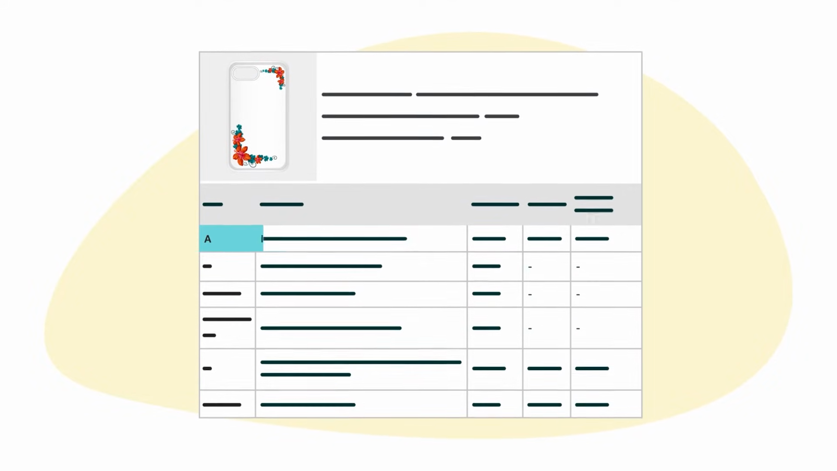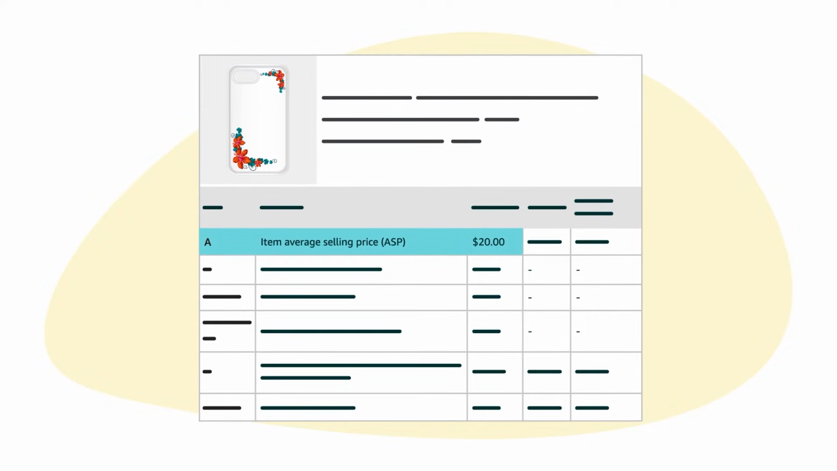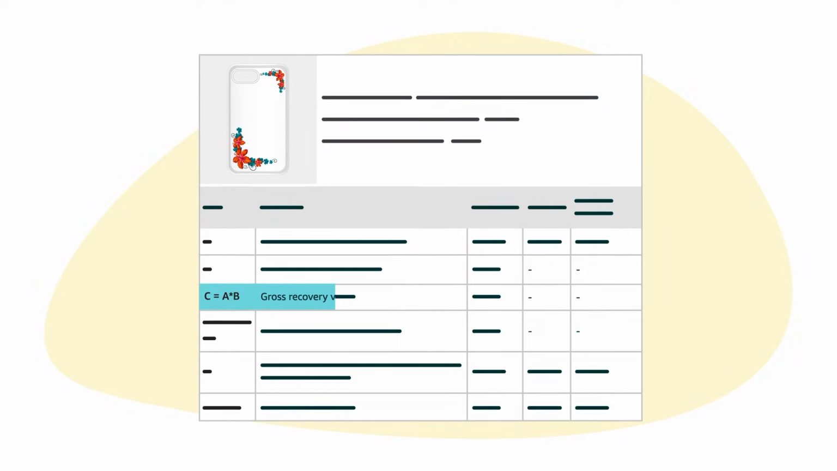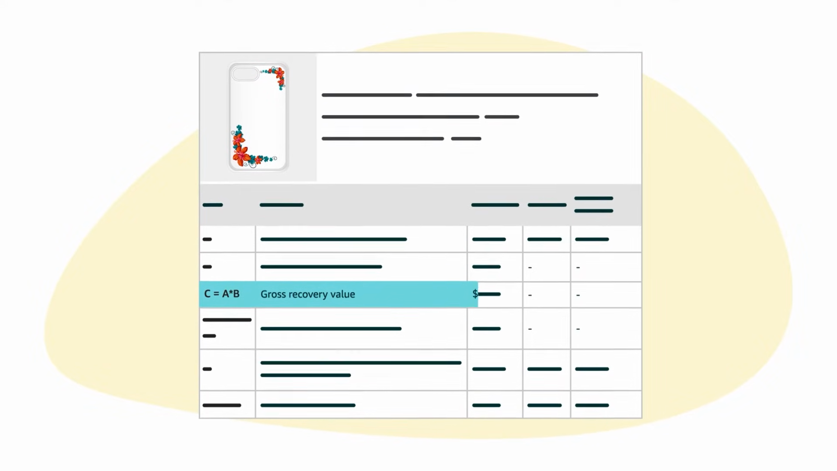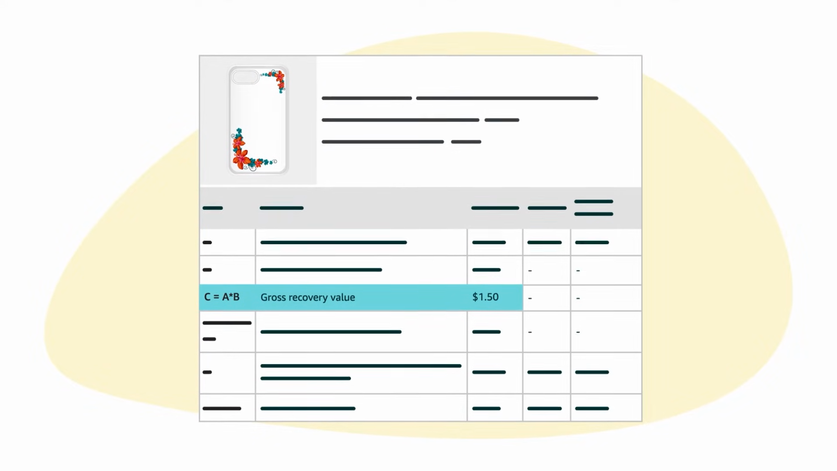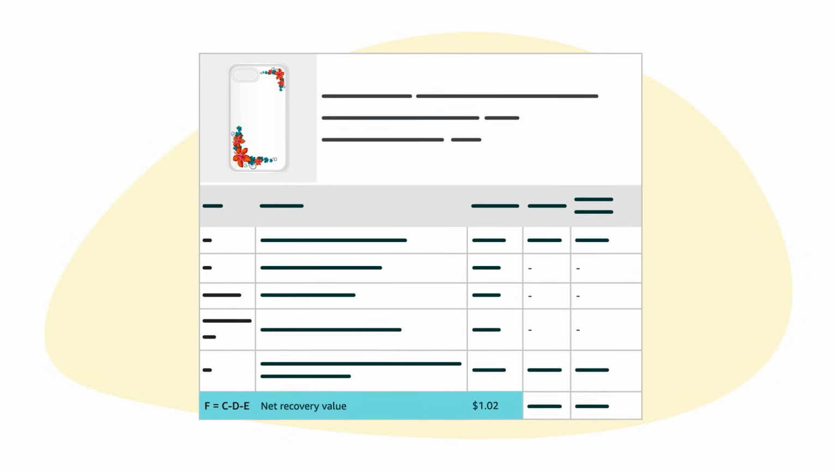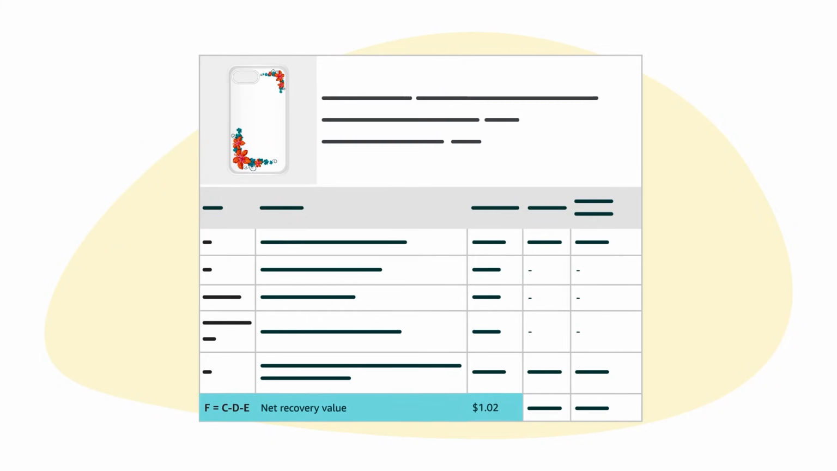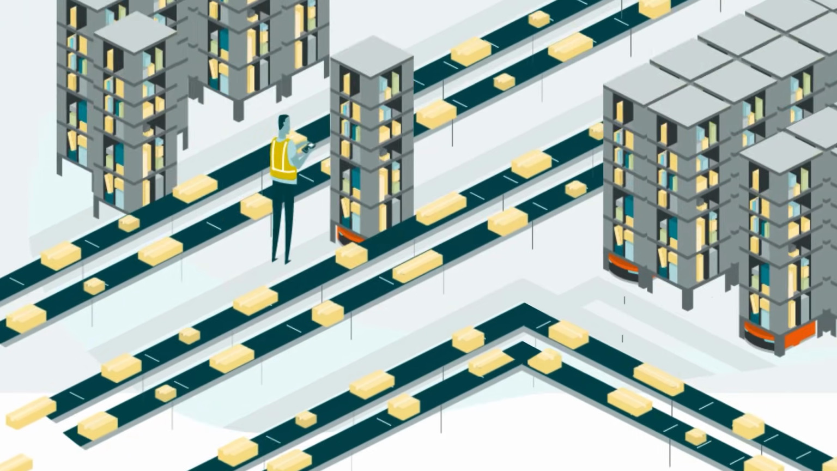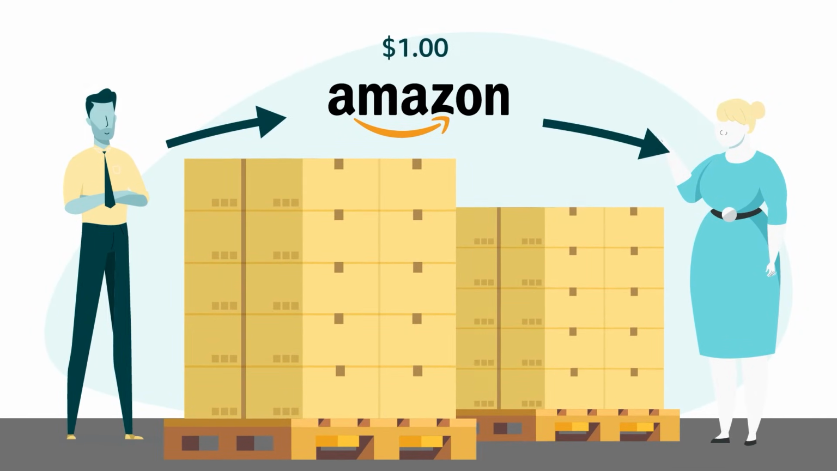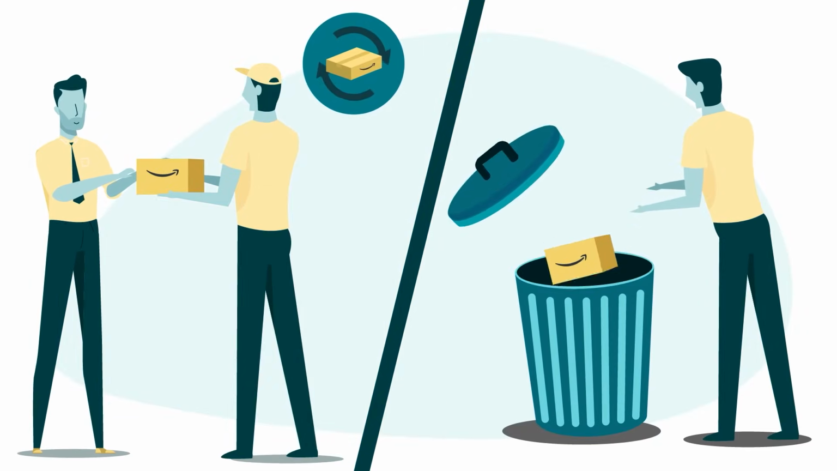For the same case, row A shows an average selling price of $20 and a contracted liquidator rate of 7.5% in row B. Multiplying rows A and B will give you a gross recovery value of $1.50, which you can see in row C. For Amazon's referral and processing fees, check rows D and E. Those fees are subtracted from the gross recovery value in row C, giving you a net recovery value of $1.02 in row F. As you can see from this example, if you used the FBA Liquidations program, you could net over $1 per item by liquidating your inventory rather than having Amazon return it to you or dispose of it.